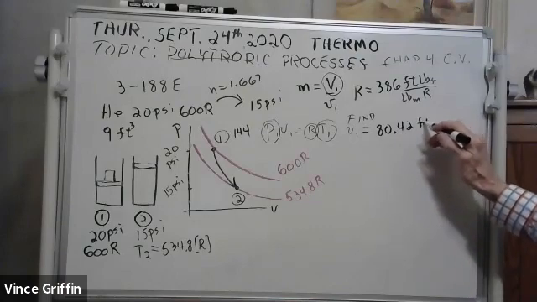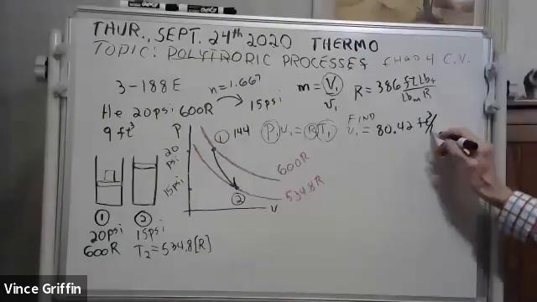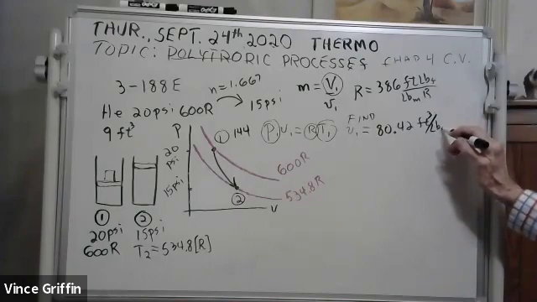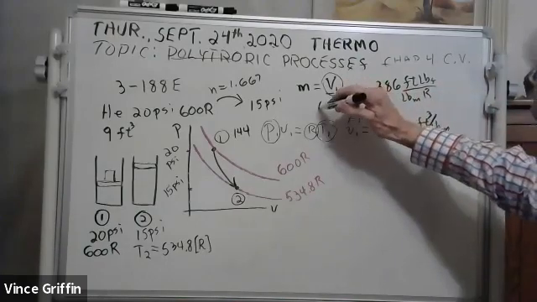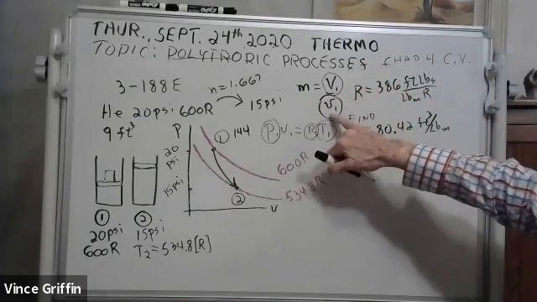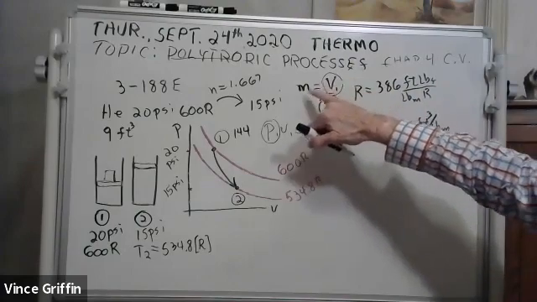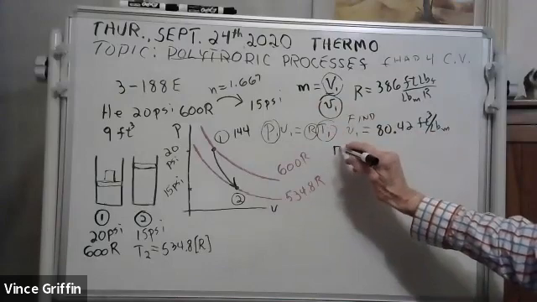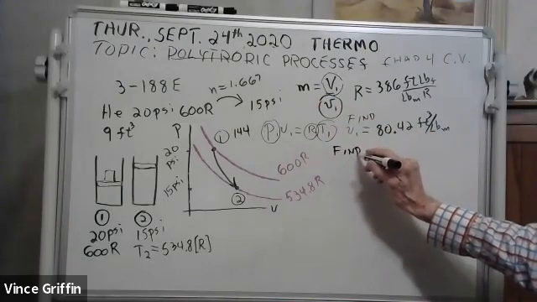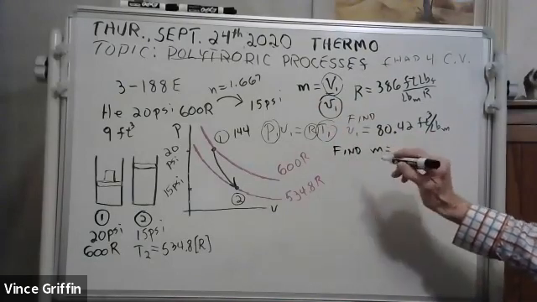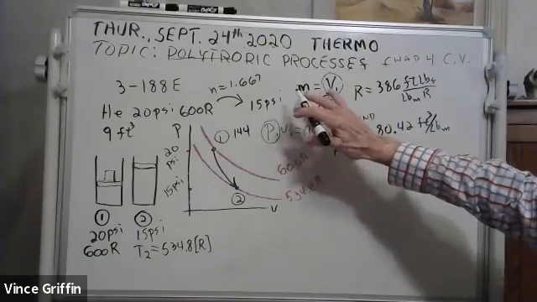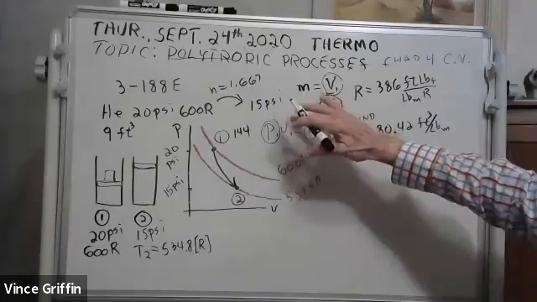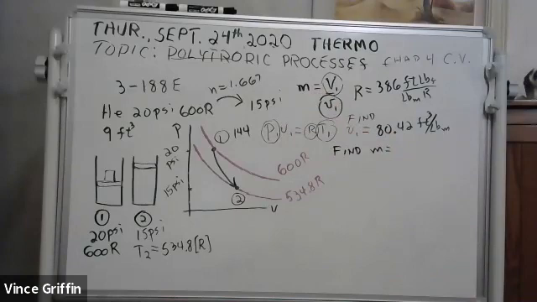Now those are cubic feet per pound mass. Now, look here. Now we know the specific volume. We know the volume. We can get the mass. Okay, I want you to find the mass. I'm picking on Nicholas now. Nicholas, find the mass for me.